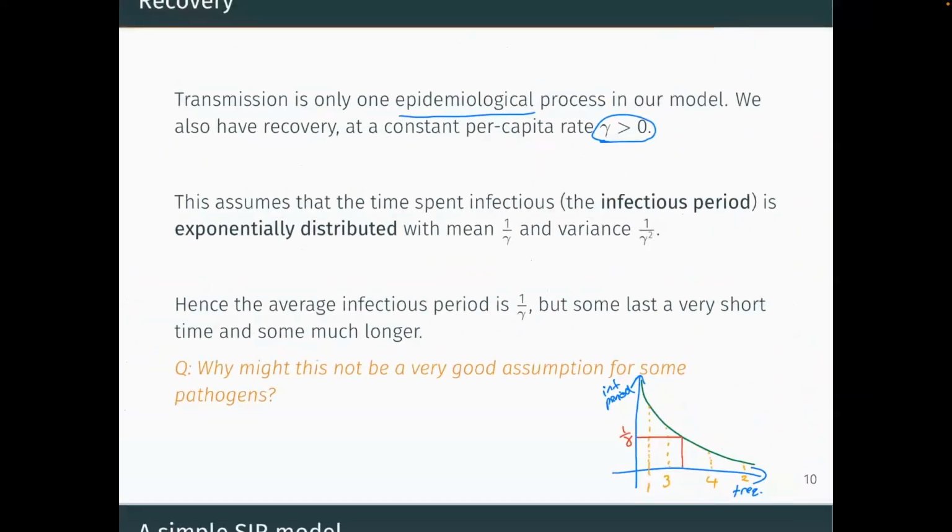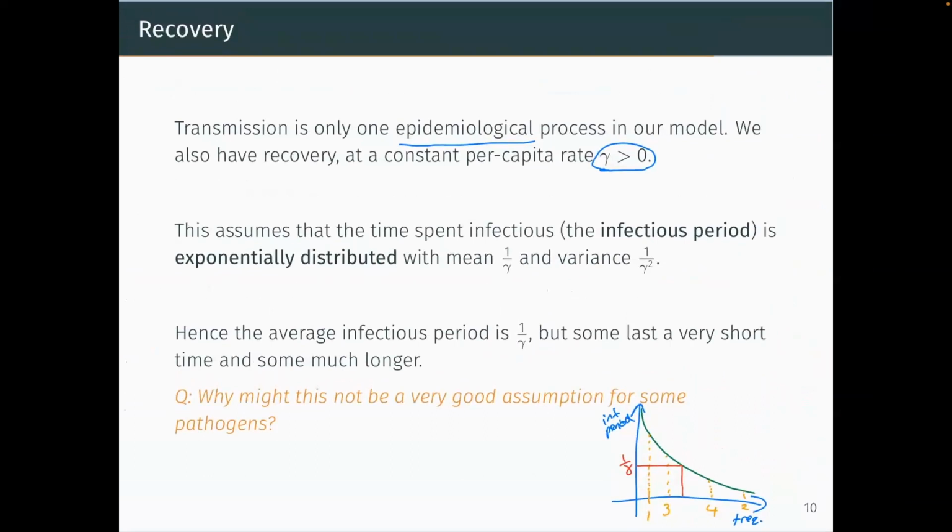So this is, again, quite a strong assumption to be making, but it works quite well. Again, if we think back to those data from the Kermack-McKendrick paper, this works surprisingly well. Why is it potentially a bit of a problem? Any thoughts about why this exponentially distributed recovery rate and hence exponentially distributed infectious period is a problem for some pathogens?